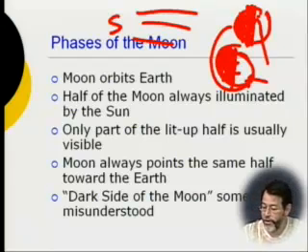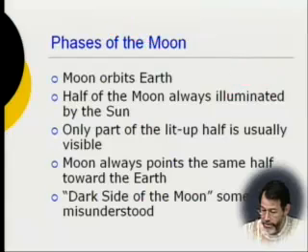Similarly, on the moon, if you're on the dark side of the moon, you're one of the few people who's ever visited the moon. So you're really lucky. However, you don't see the sun. You may see the Earth. So we'll get into that. All right, so half of the moon is always illuminated. Only part of the lit up half is usually visible.